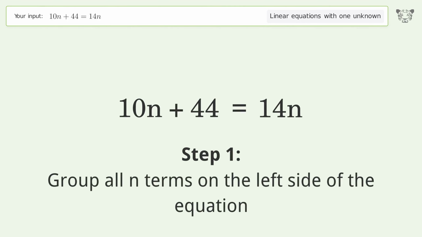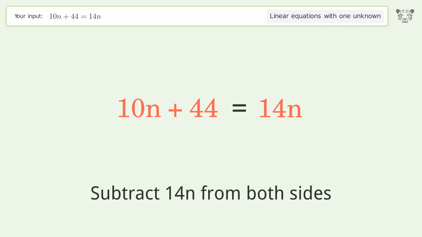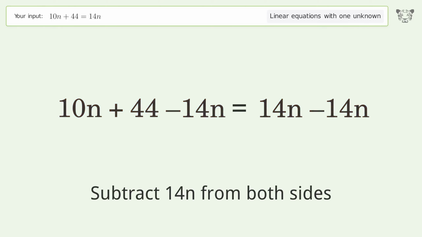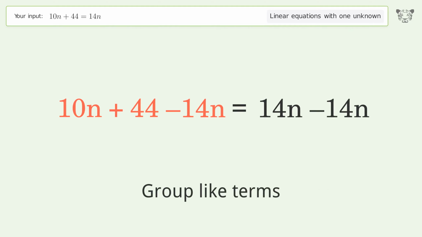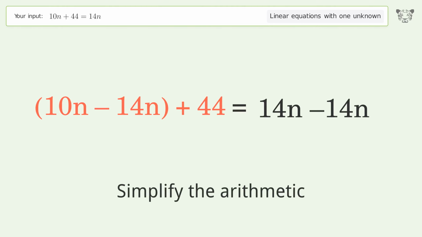Group all n terms on the left side of the equation. Subtract 14n from both sides. Group like terms. Simplify the arithmetic.